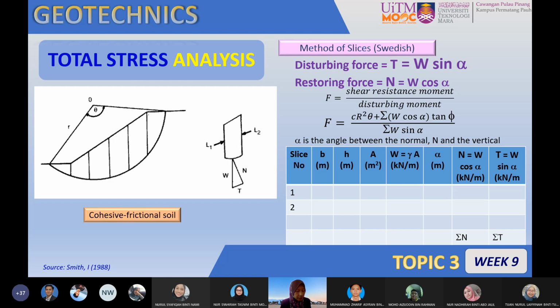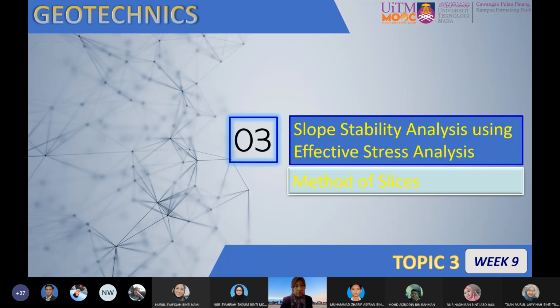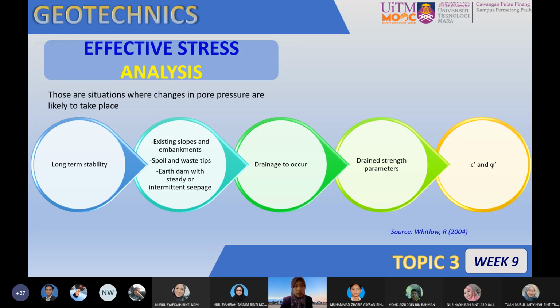Okay, same goes here for cohesive frictional soil. So again, tabulate the table and get the summation of T and the summation of N. Okay, now we extend the analysis to the long-term problem analysis using the method of slices.